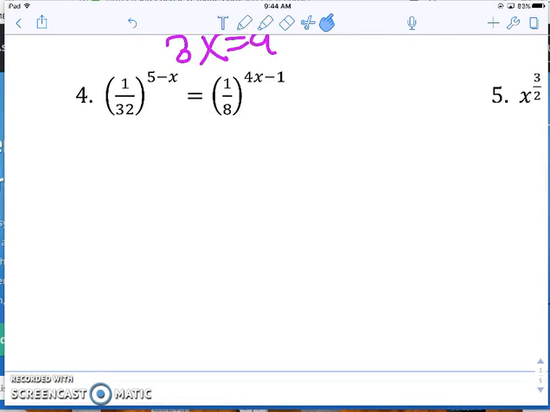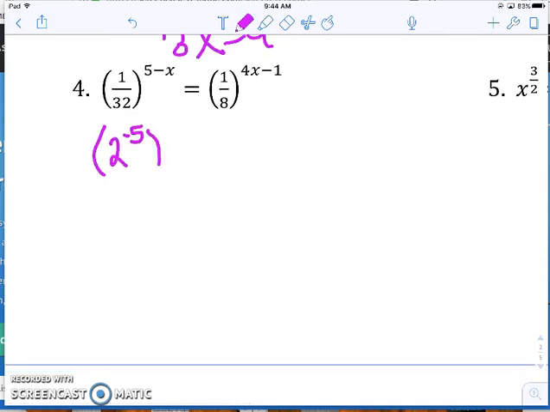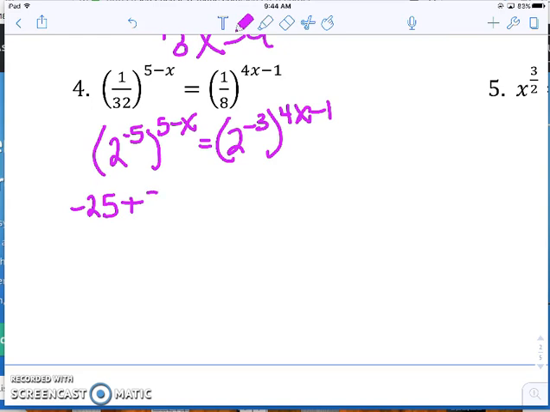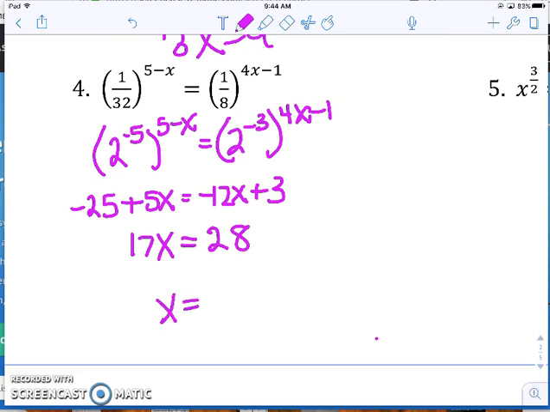So what can these both be powers of? Powers of 2. So this is 2 to the negative 5 to the 5 minus x. 2 to the negative 3 to the 4x minus 1. So if we distribute, we got negative 25 plus 5x equals, distribute the negative 3, negative 12x plus 3. So if we solve this, let's see, 17x equals 28. So x equals 28/17.